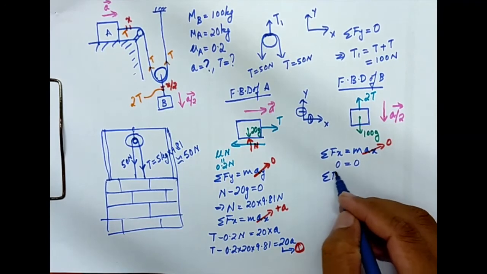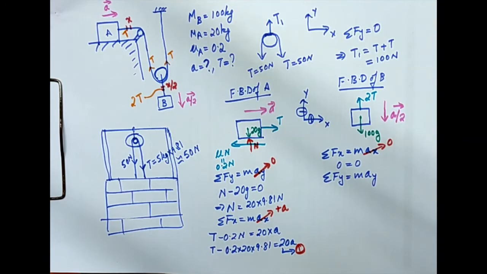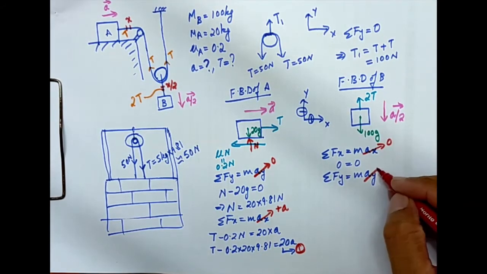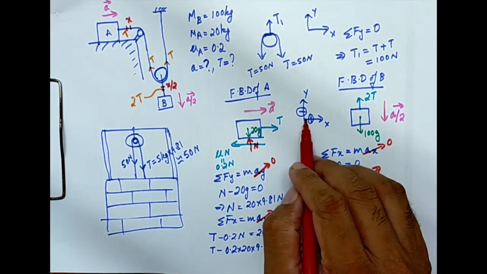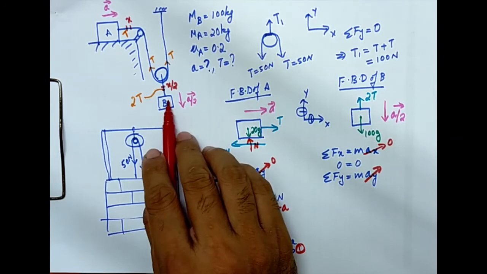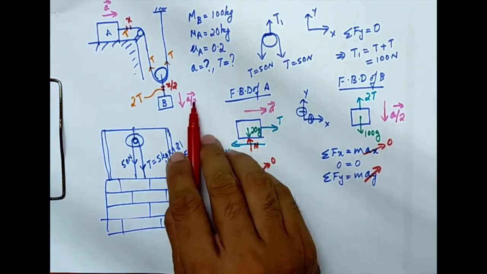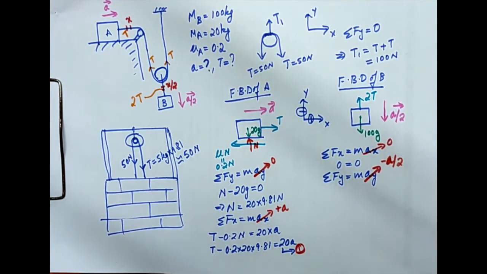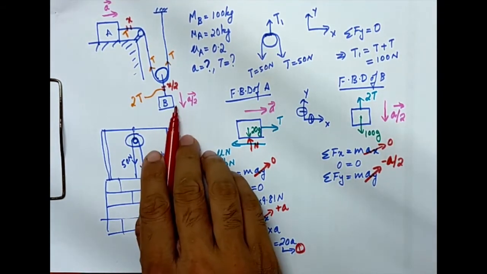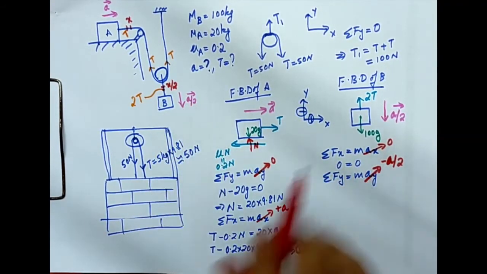Now I'm writing sigma Fy equal to may. Here we need to think about the acceleration in the y direction. This is my y direction. Y positive is upward. This block is having a downward acceleration of a by 2. Assumed direction is upward. What I got is minus, so it is minus a by 2. This is what we need to be very careful about. Ay is minus a by 2, minus because it is in the opposite of the assumed direction. The magnitude is a by 2.